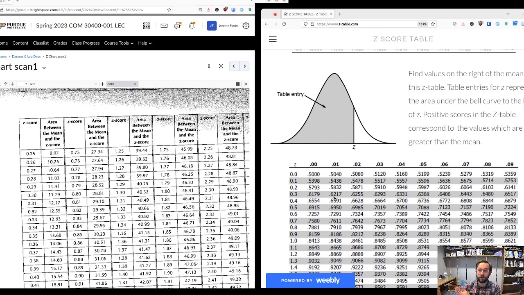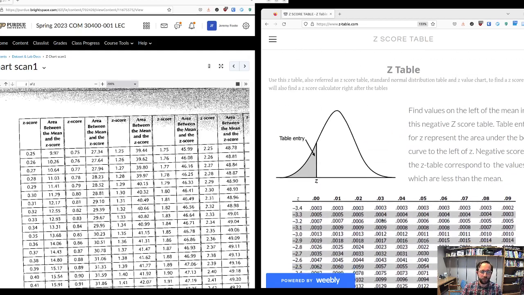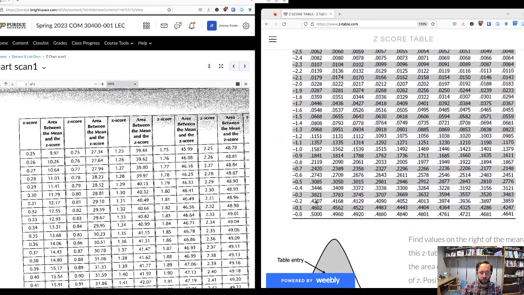Where this gets tricky is looking at the other side of it. And so if we have, for example, a negative 0.25 z-score, well, it's really easy if we come here, negative 0.2, 1, 2, 3, 4, 5, it's 40.1%. If we look at 0.25 z-score here, then we get 9.97. So in order to get to that 40.13, I think it should be 9.87, actually. I think that's a typo.